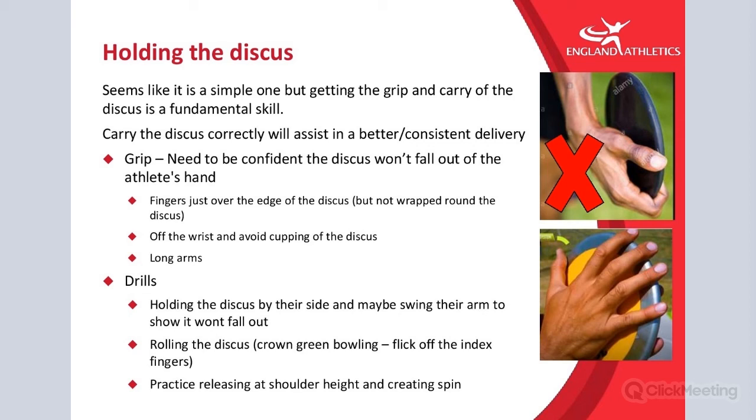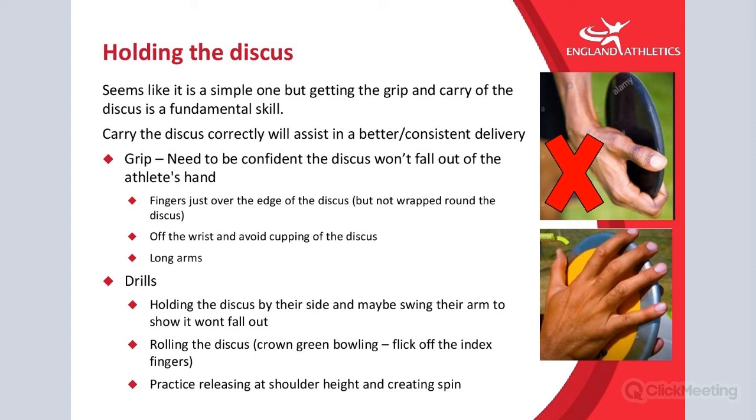The next one, and there are clips of this, is rolling a discus in the style of a crown green bowler. You know, when they bend down and flick it off their index finger. What you should then see is the discus rolling along the grass, for example. These are good drills that you can actually do in a relatively safe manner as a group.